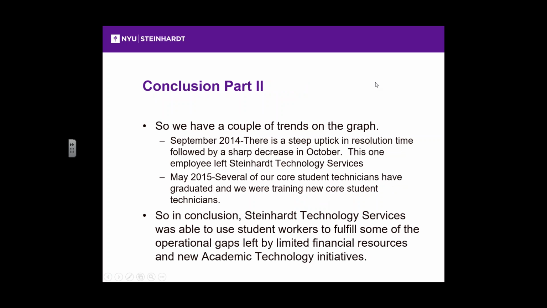Moving on to the next slide, right? This is where I talk about a couple of trends on the graph. The steep uptick in resolution time, but that ultimately is counteracted by really relying on our student employees. And then finally, May 2015, our core student technicians have graduated and we're training new ones at that time. So in conclusion, Steinhardt Technology Services was able to use student workers to fulfill some of the operational gaps left by limited financial resources and new academic technology initiatives.